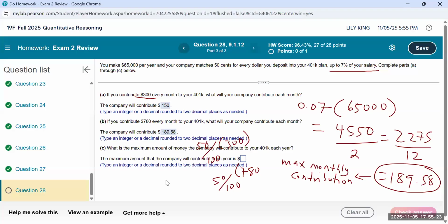And the last one is the maximum amount the company will contribute each year, which is what we already found. This is the 2,275. If you divide 4,550 by 2, if you take 50% of 4,550, that is the maximum amount the company will contribute each year.